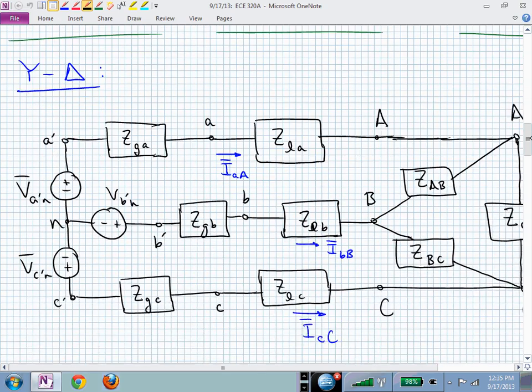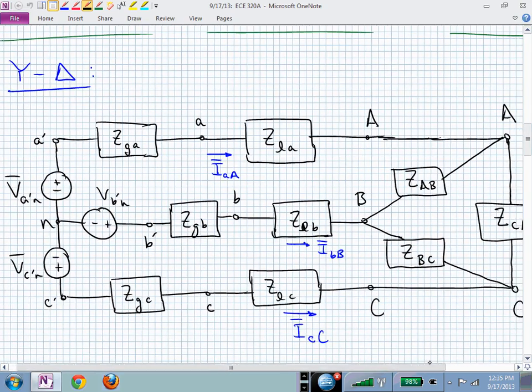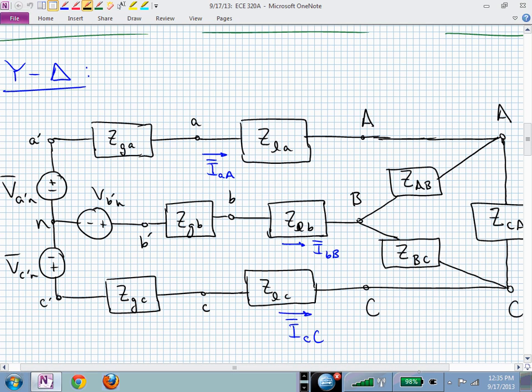Compare that with the Y-Delta configuration, and now the load is a delta on the right side. I had to erase, start over, recopy. Hopefully that looks like a delta. Maybe it's not upright, but you can see the delta.